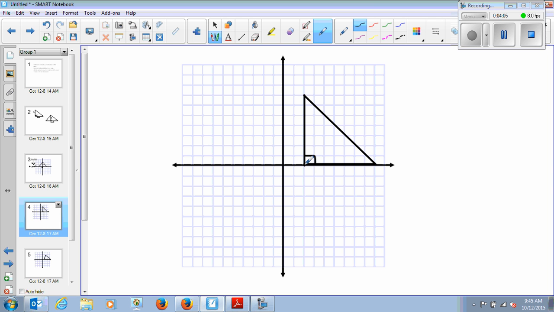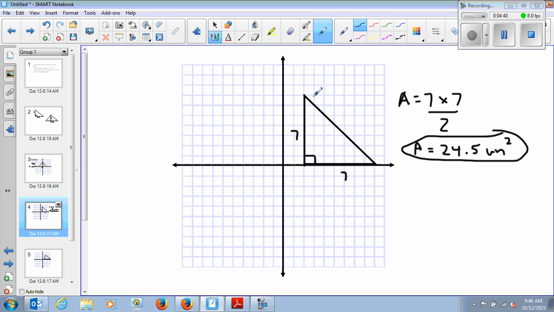So the base is going to be, I can just count, 1, 2, 3, 4, 5, 6, 7 is the base, and the height would be 1, 2, 3, 4, 5, 6, 7 as well. So now I plug this into my formula for area. Area is the base, which in this case is 7, times the height, which in this case is also 7, but we're dividing by 2. 7 times 7 is 49, divided by 2 is going to give us 24.5 square units, or we could say units squared.